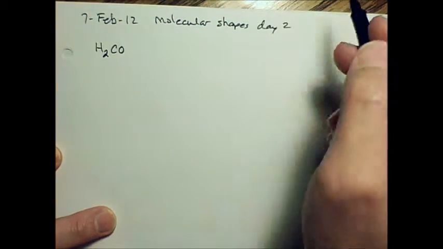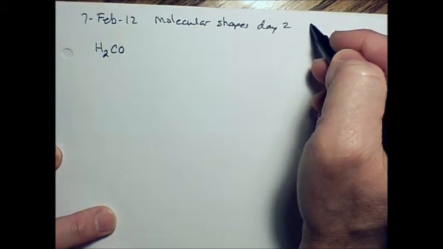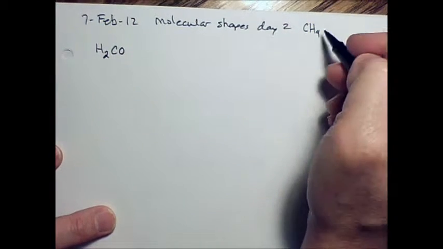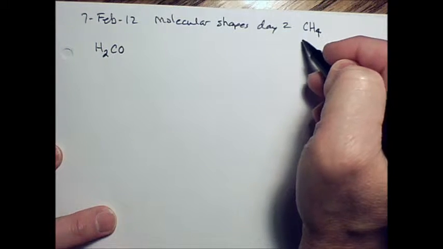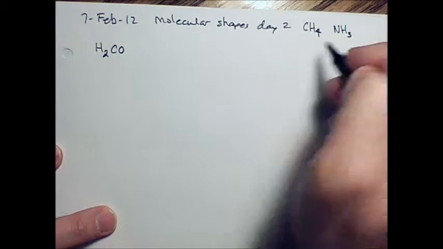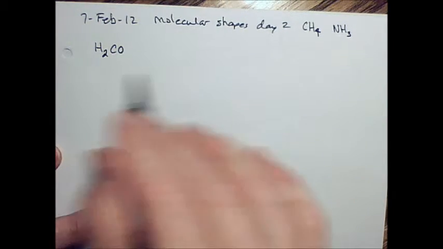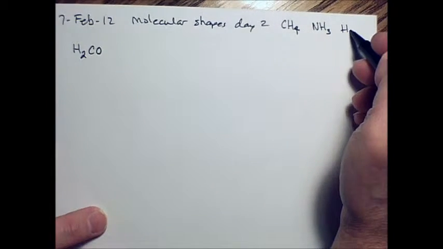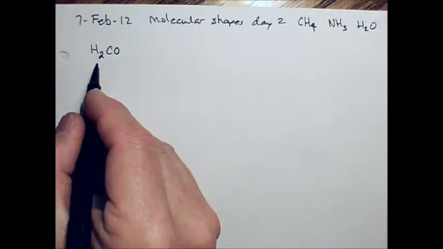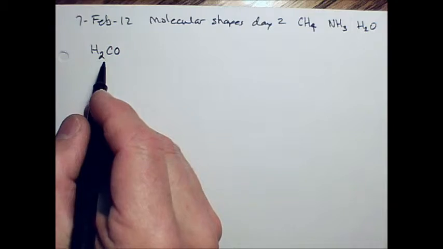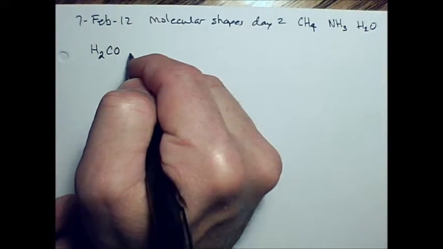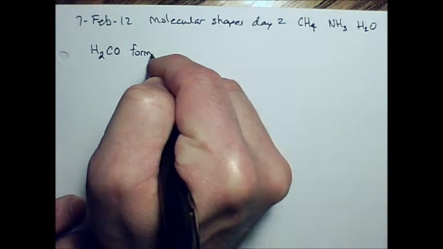I told you yesterday that you have to know the names of these chemical formulas. This is CH4. This is methane. You have to know this one. That's ammonia. Of course, you already know this one, I hope. Right? Water. Okay. I'm going to tell you the name of this one, but you don't have to know the name of this one, okay? These are names you have to know. This is not one you have to know, but this is formaldehyde.